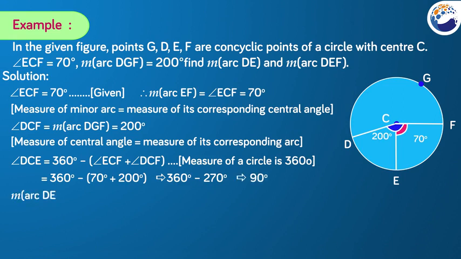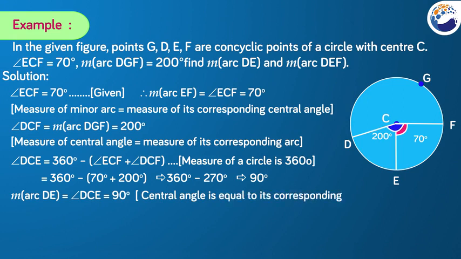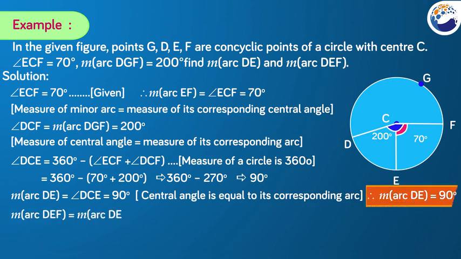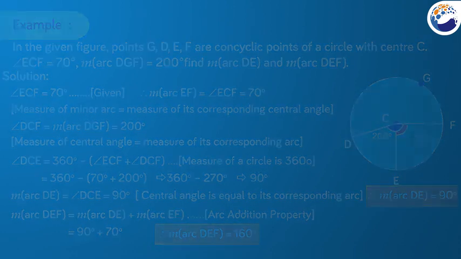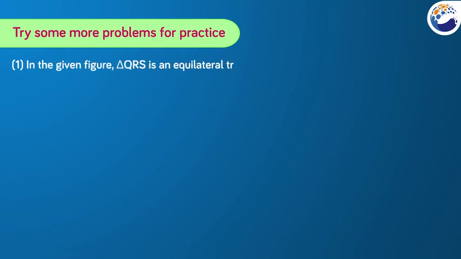The measure of arc DE is equal to angle DCE, which is 90 degrees, since the measure of a central angle is equal to its corresponding arc. Therefore, the measure of arc DE is equal to 90 degrees. The measure of arc DEF is equal to the measure of arc DE plus the measure of arc EF by the arc addition property, which is 90 degrees plus 70 degrees. Therefore, the measure of arc DEF is equal to 160 degrees. Try some more problems for practice.